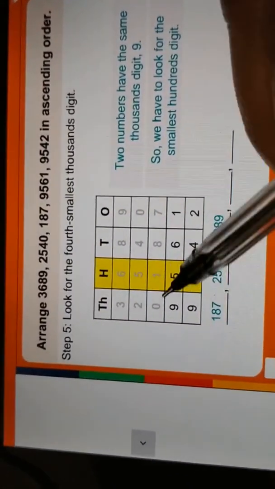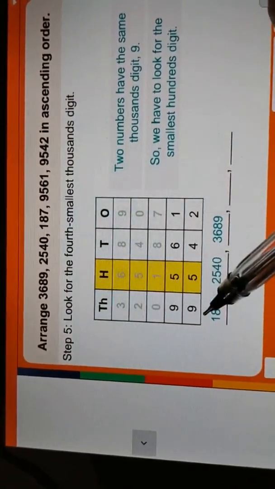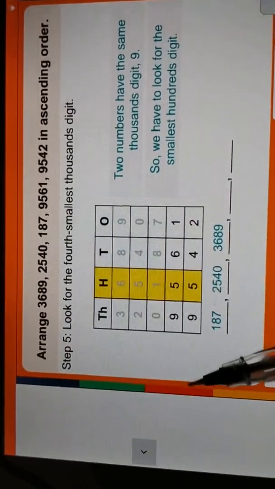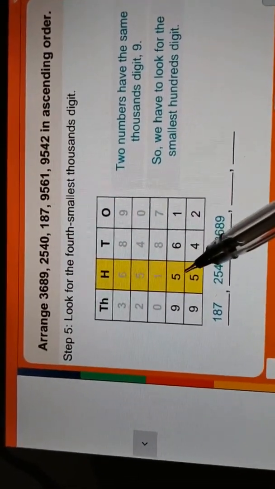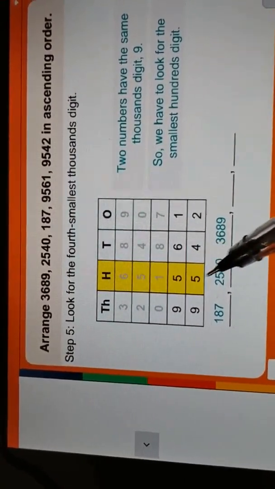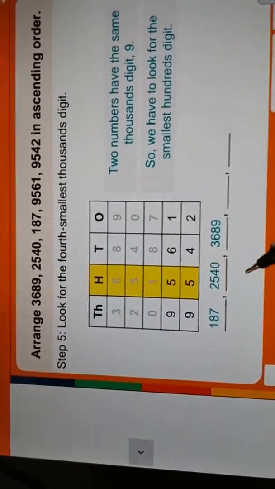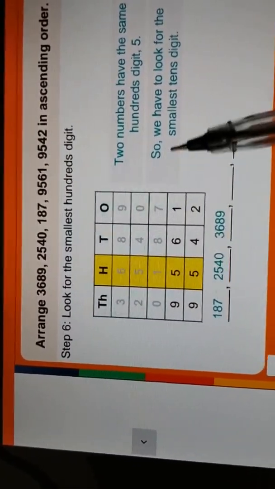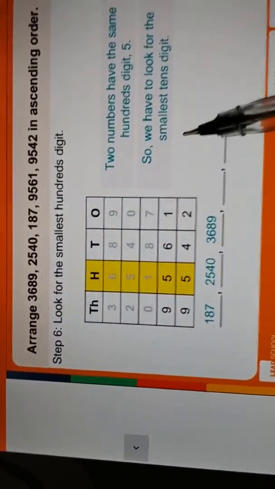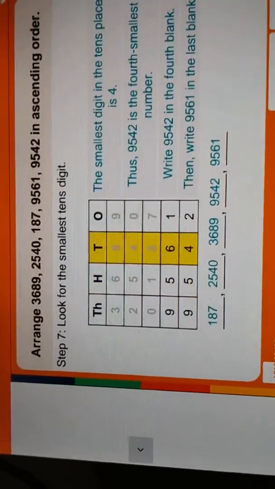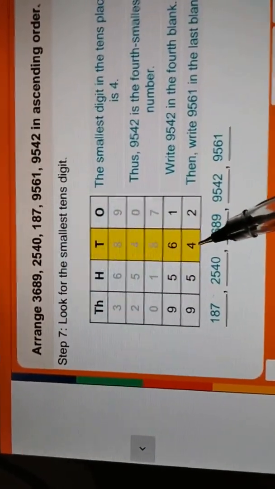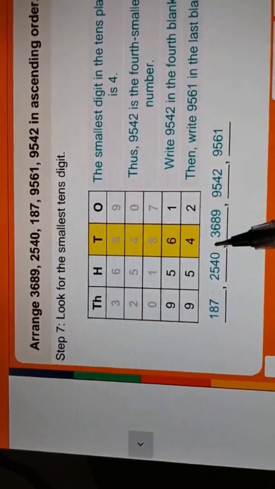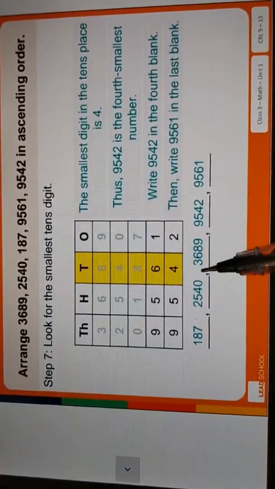And then look at this, again in the 1000 place both the numbers are the same. So we have to check another place value, 100. Both the numbers have 5 and 5. The two numbers have the same 1000 digit and the same 100 digit. So we have to look at the 10 digits. The 10 digits are 6 and 4. The smallest 10th place digit is the 4.